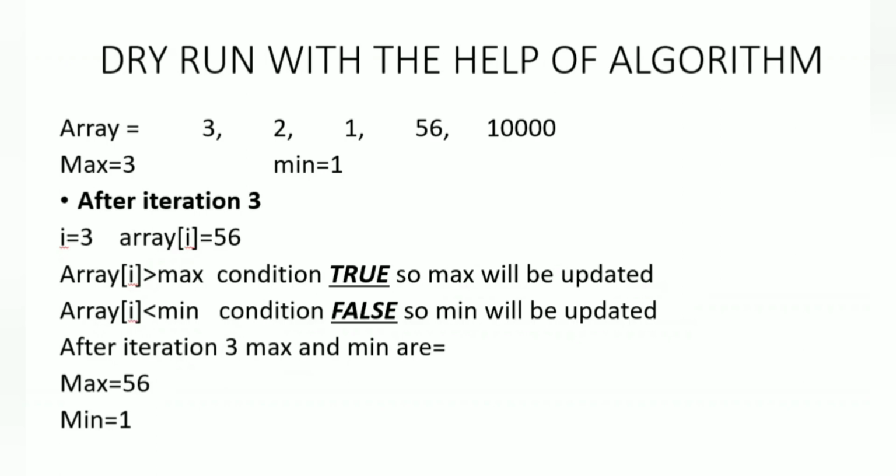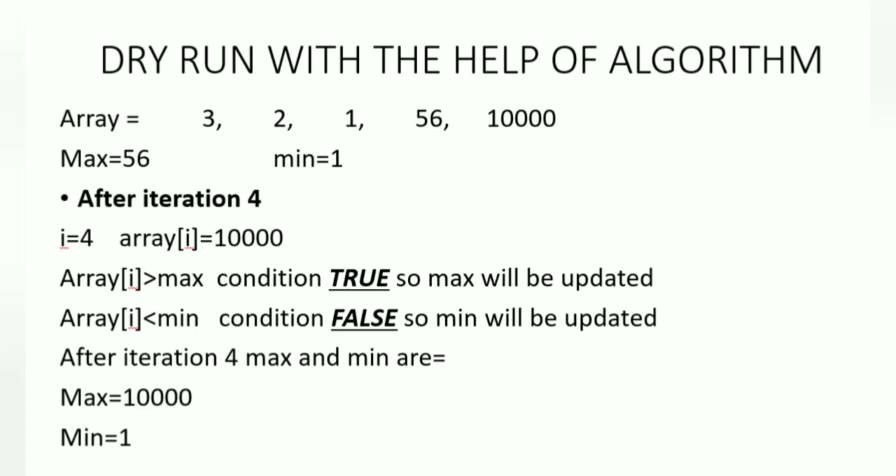After iteration 3, let's check. i is equal to 3, means array of 3 is equal to 56. Again compare. 56 is greater than 3. Condition true. So max will be updated. Now check. Array of i is less than min. Array of i is 56 and min is 1. 56 is less than 1? Condition false. So min will not be updated. After iteration 3, max is equal to 56 and min is equal to 1.